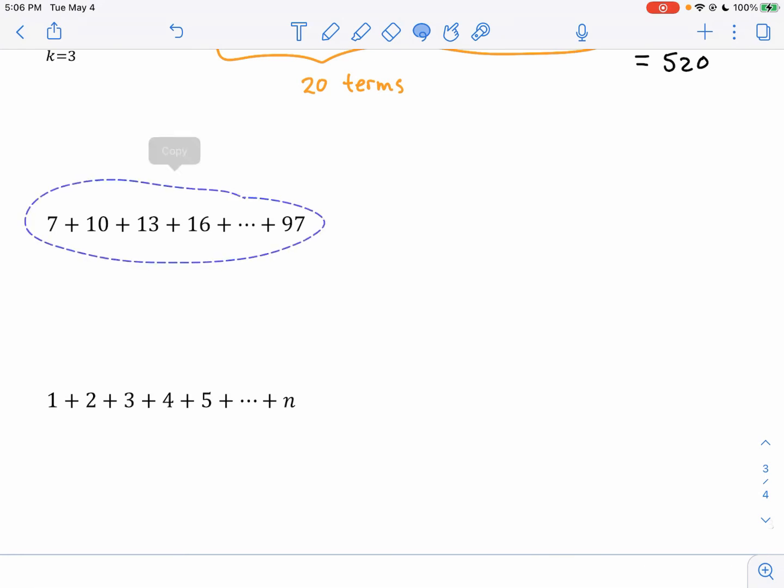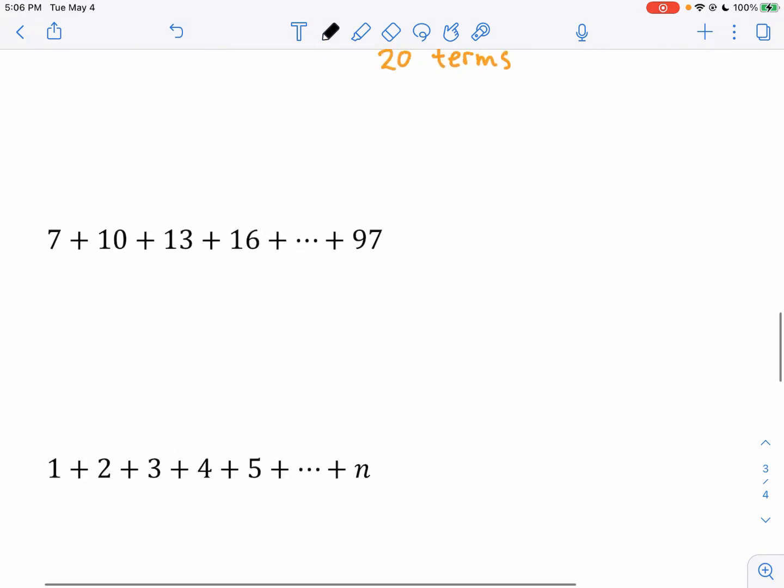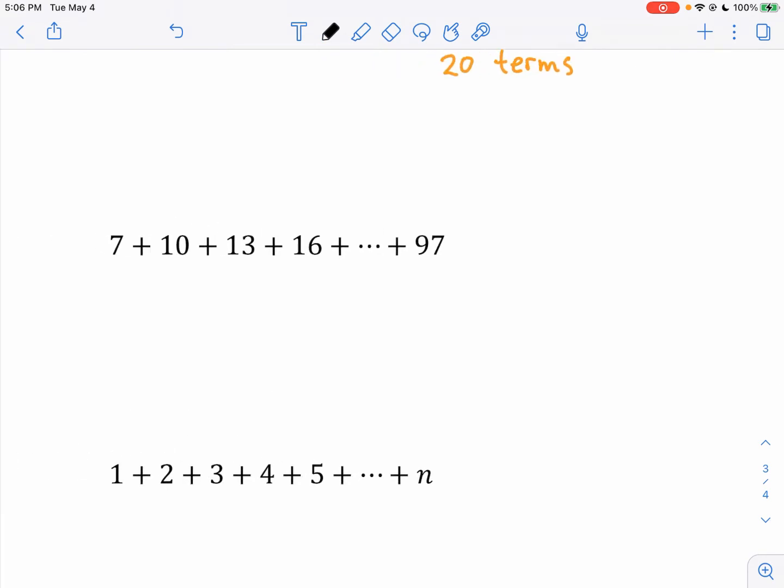Now this next one, this one's obviously an arithmetic sequence. You can see the common difference is adding 3. The question I don't know is how many terms it takes to get to 97. And the first term is 7. So there's a variety of ways we can figure out which number term this is. In other words, how many terms there are here.